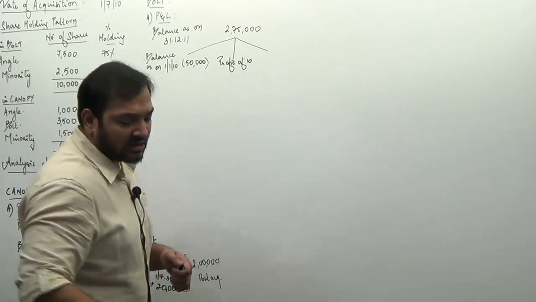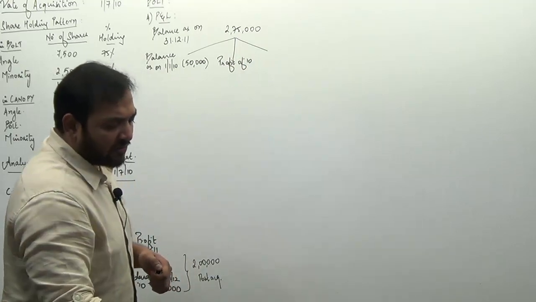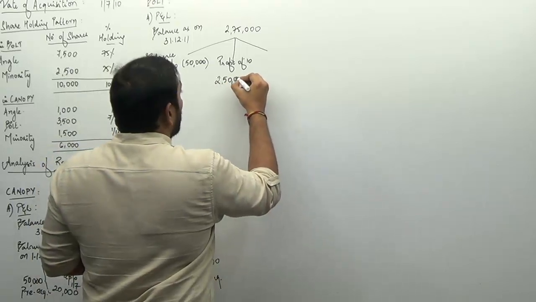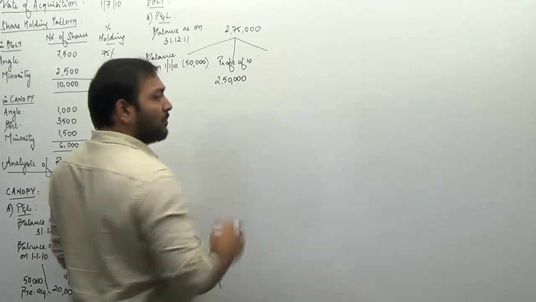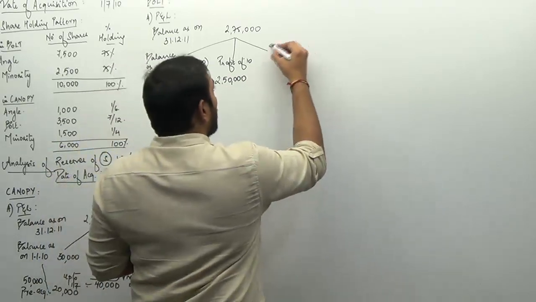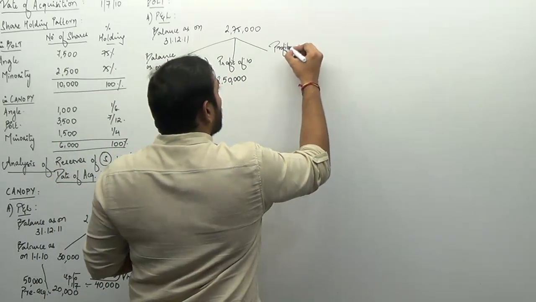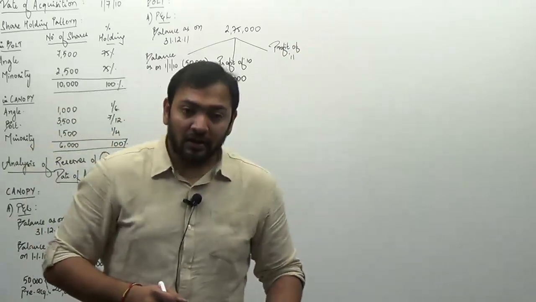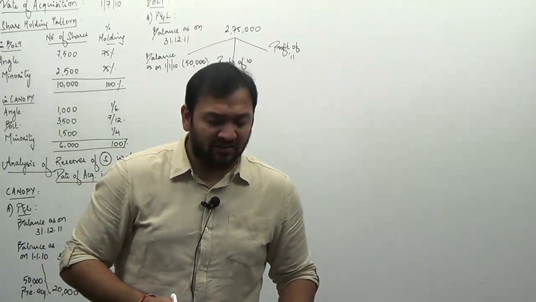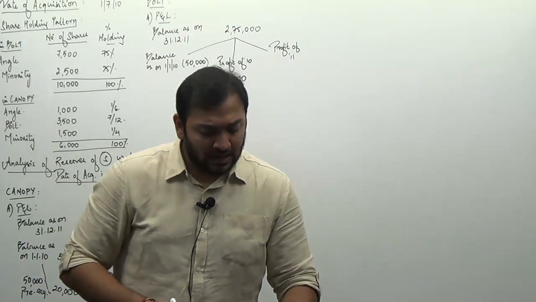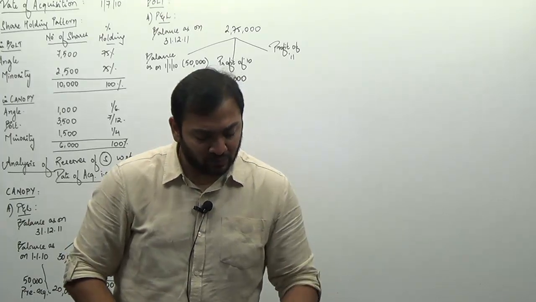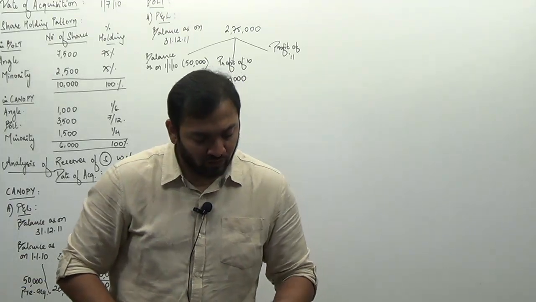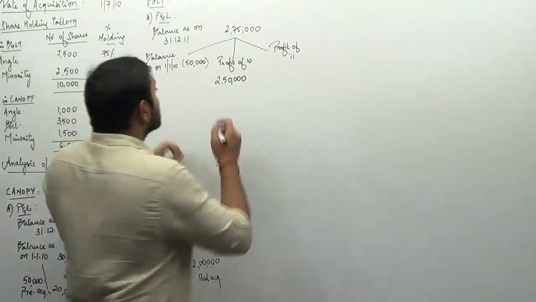So how much is the profit of 2010? 2010 profit is 2 lakh 50,000 given to you. So profit of 2011 should be... can I calculate? Still adjustment. Dividend adjustment is there. First the 10% dividend adjustment, give that. The 10% dividend adjustment of 1 lakh, 10 lakhs.